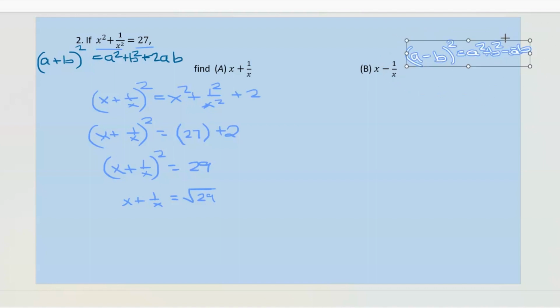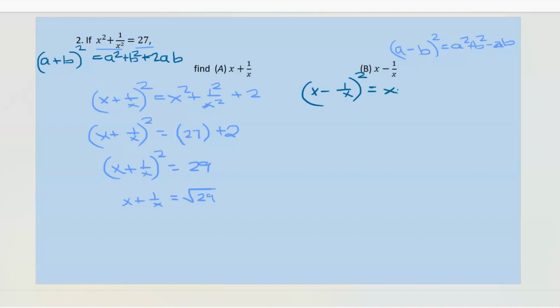Okay, so that's the formula up there. So let's write the formula again. So it's going to be (x minus 1 over x) this time, whole square, equals x squared plus 1 over x squared minus 2 times x times 1 over x. And again, x times 1 over x cancels out, becomes 1. 1 times 2 is 2.